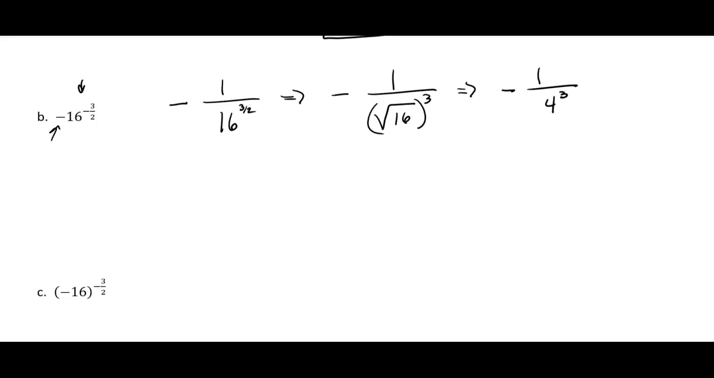So my final answer, when I'm all done here, is going to be negative. Why is it negative? Because of the negative sign, the opposite sign in the very front. Okay? It doesn't have anything to do with the exponent. 1 over 64. It's a fraction because of the negative exponent.